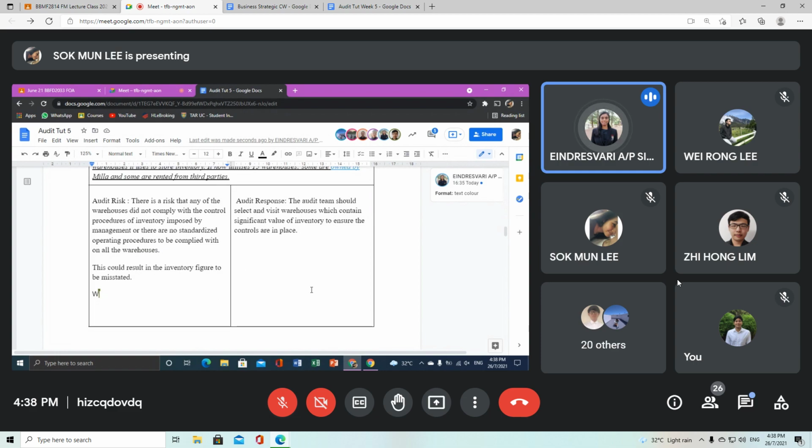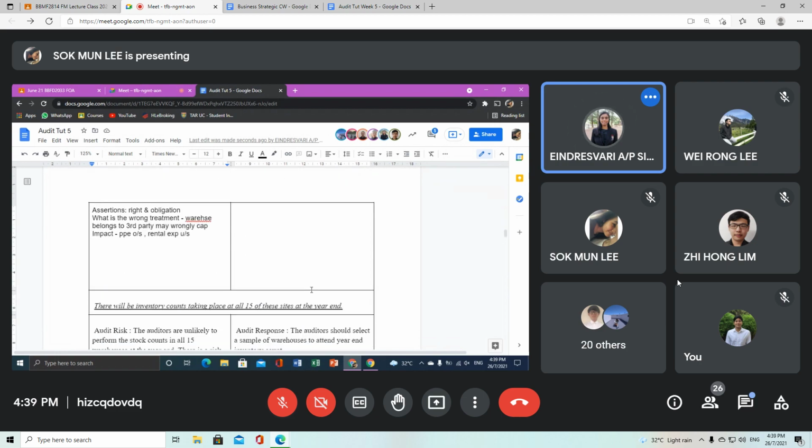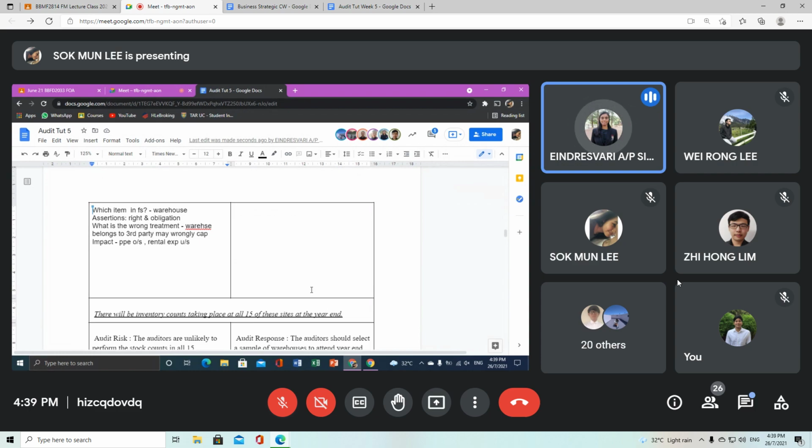So what is the impact? PPE overstated, and when you rent a warehouse, you need to pay rental, right? So rental expense understated. This is audit risk question, not internal control question. You scroll down to next page. I have actually typed the answer in the next page. Internal control question will never appear under audit risk. It is totally two different things, okay?